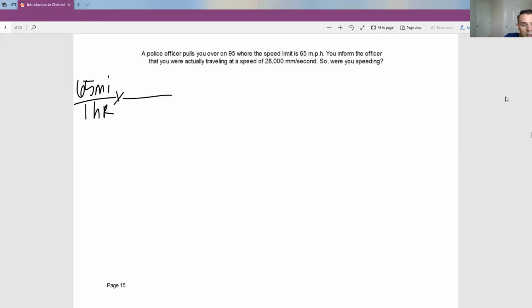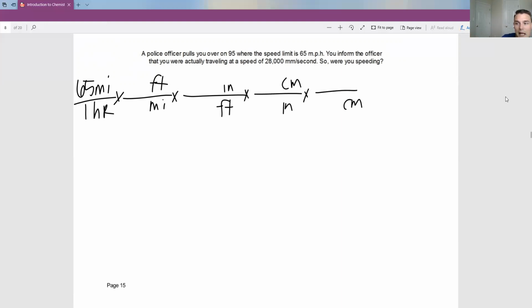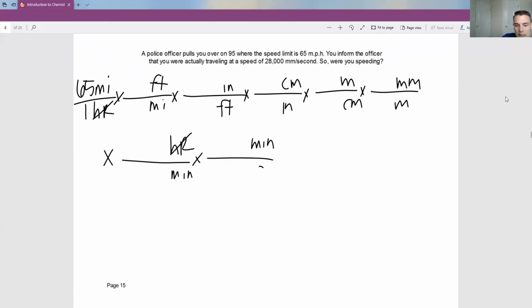So I'm just going to work backwards and go miles to feet, feet to inches, inches to centimeters. Centimeters, now I'm at the metric. I have to go to the base unit, meters. Meters to millimeters. And I'm going to have to go down here because I just don't have any room. Hour needs to go on top to cancel out with the hours on the bottom. Hours to minutes. Minutes to seconds. So seconds are in the bottom. Miles cancel. Feet cancel. Inches cancel. Centimeters cancel. Meters cancel. So I will have millimeters per second at the end of this.